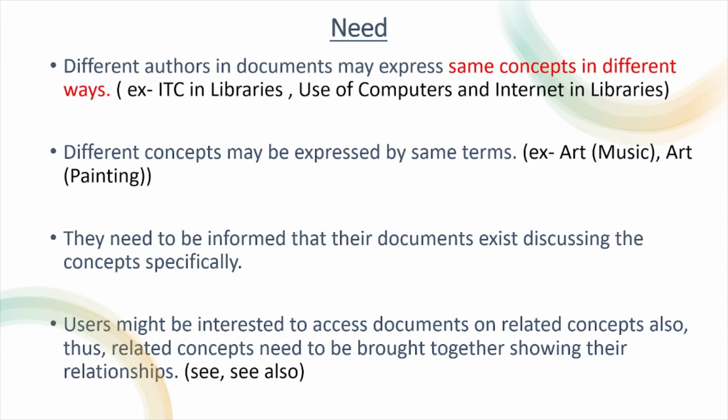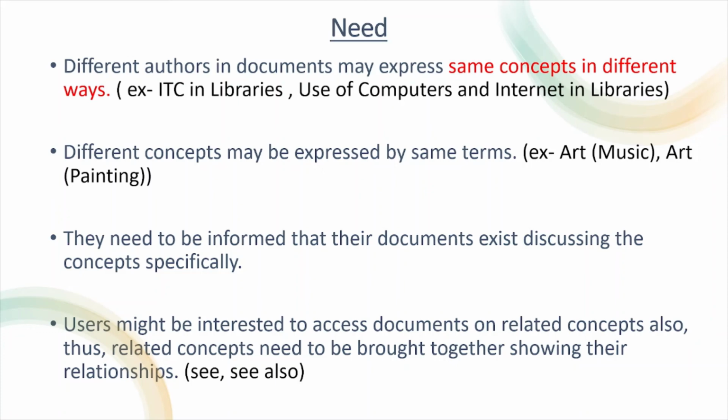Different concepts may be expressed by the same term. We can take the example of art. If two authors use the word art in their documents, and only the word art is written as the indexing term, we are not able to find which type of art the author is talking about. So specifically we have to put art in the context of music or art in the context of painting. So the indexing language gives the exact pinpointed information or concept of that document. So it gives the uniqueness or specificity of that document.